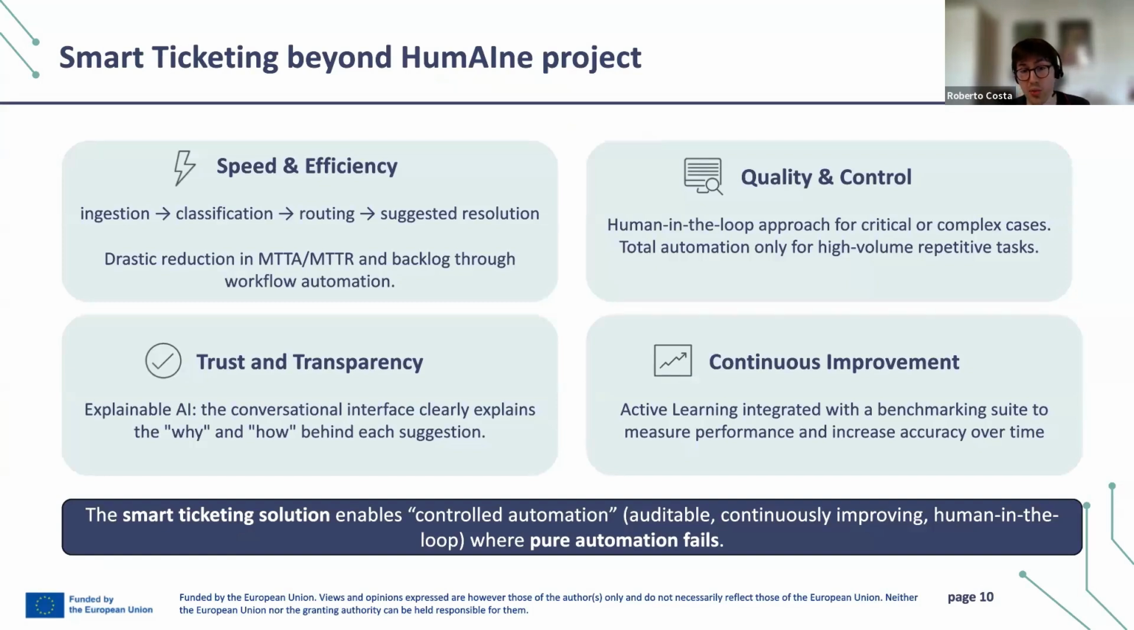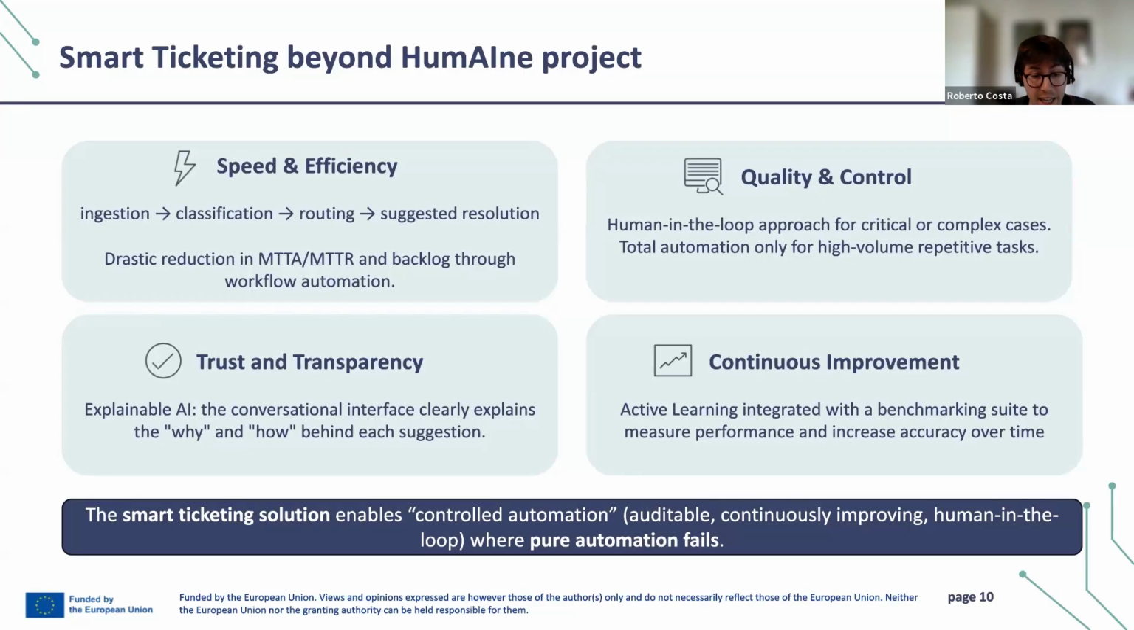The quality and control that is brought about by the fusion of automation and a human constantly in the loop, especially for complex use cases, performs better than complete automation. It is also powered by explainable AI modules by design, which gives a strong layer of trust and transparency to the whole system, and the active learning itself pushes for continuous improvement within the whole system.